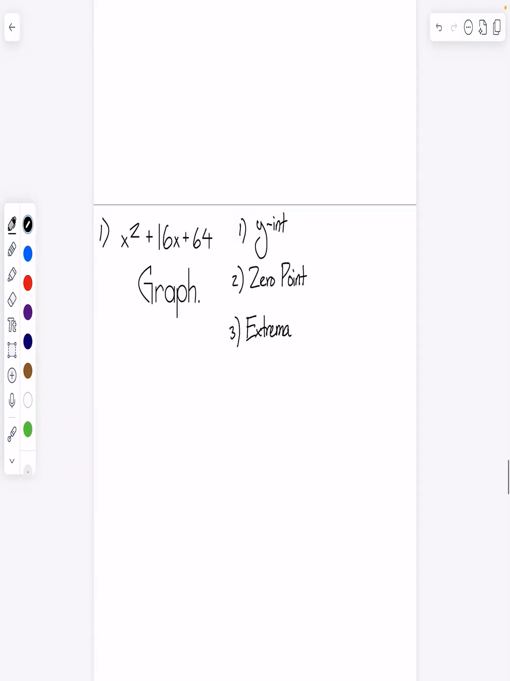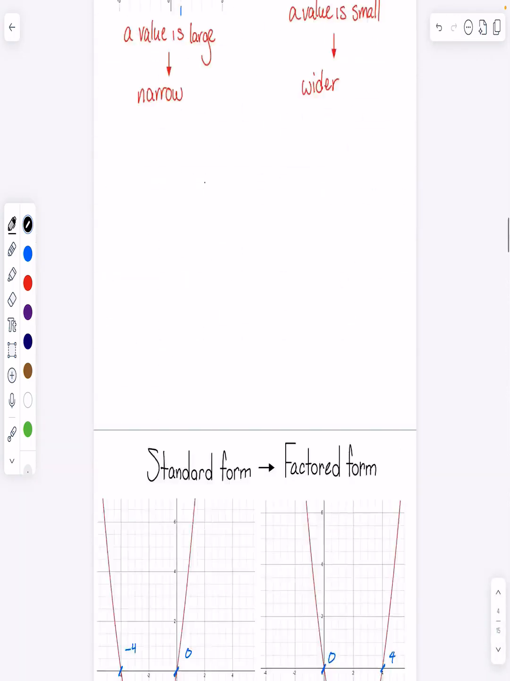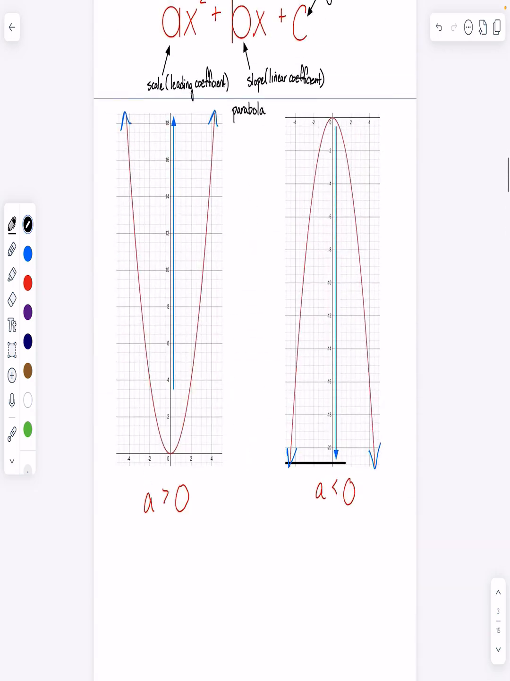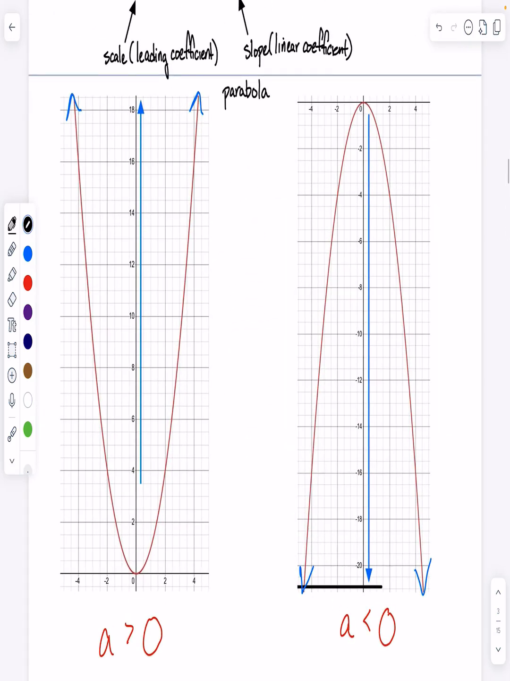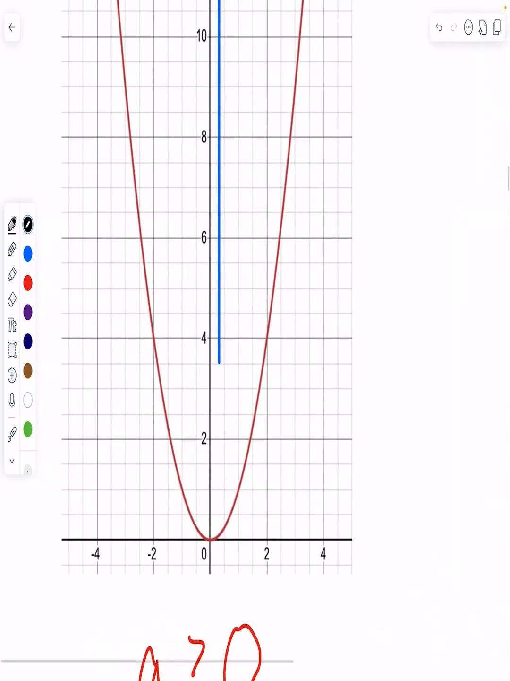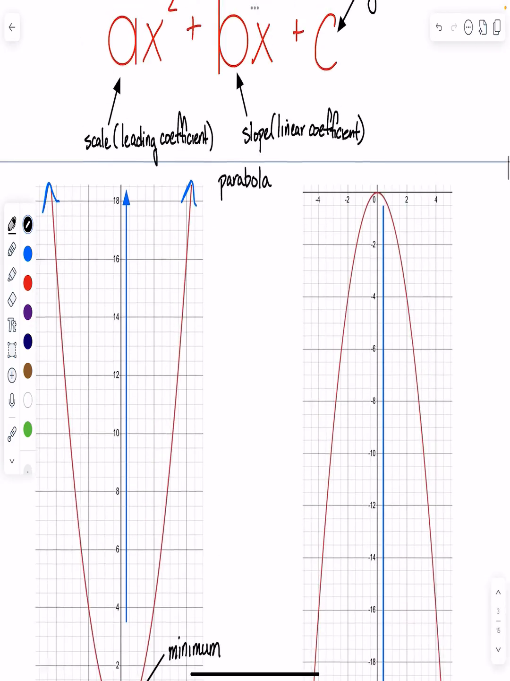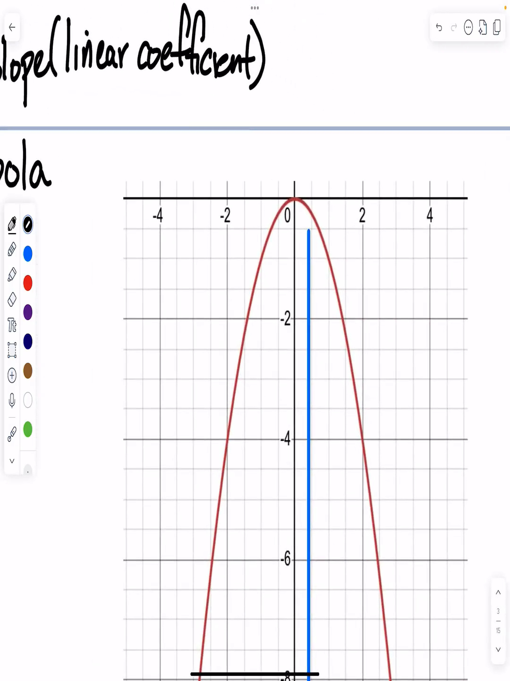So if we take a look back, let's take a look at this one right here. Notice that for my parabola to the left, I have a point in the graph which is the lowest possible point I can go before the direction changes. If it's the lowest possible point I can go, we call that a minimum. And if we take a look here, when we have negative end behavior, I have the highest point I can possibly go. We call that a maximum.